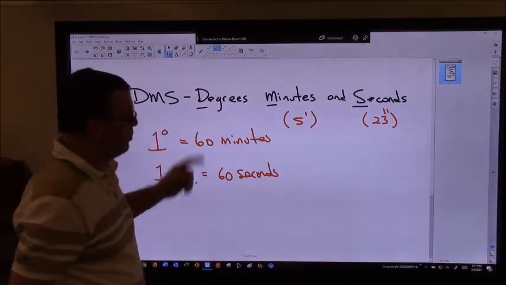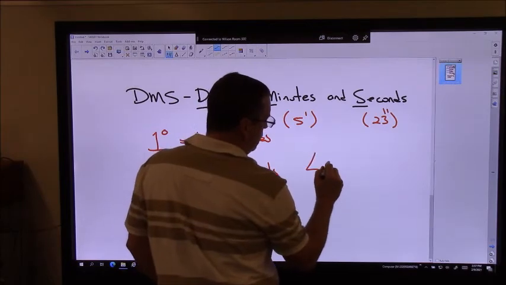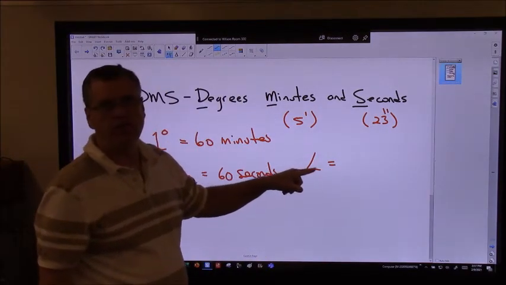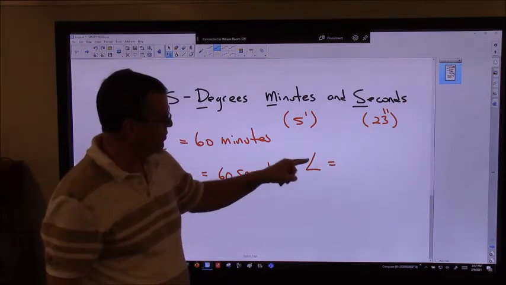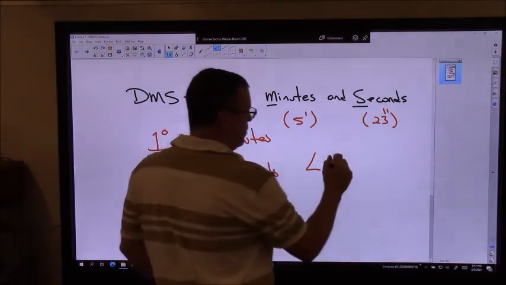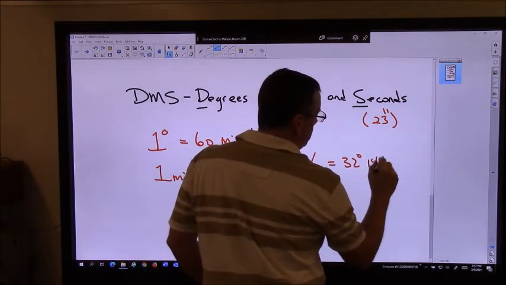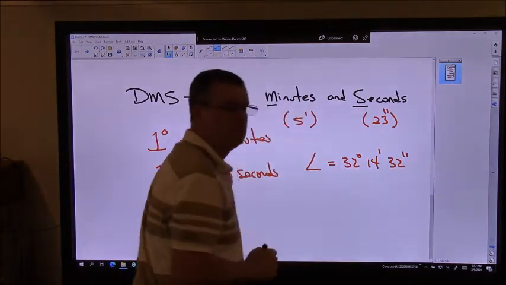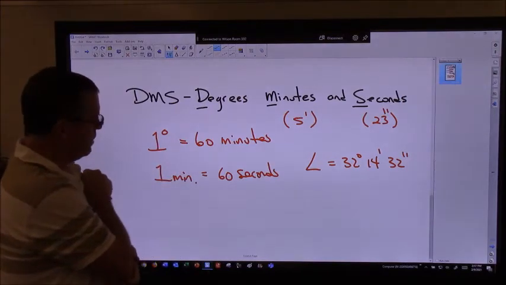Okay? So we can talk about someone's location, or we can talk about an angle. That's my abbreviation for the word angle. It looks like the initial side and the terminal side. Okay? So an angle can equal something like 32 degrees, 14 minutes, 32 seconds. It gives us a little more precision when we're talking about things.